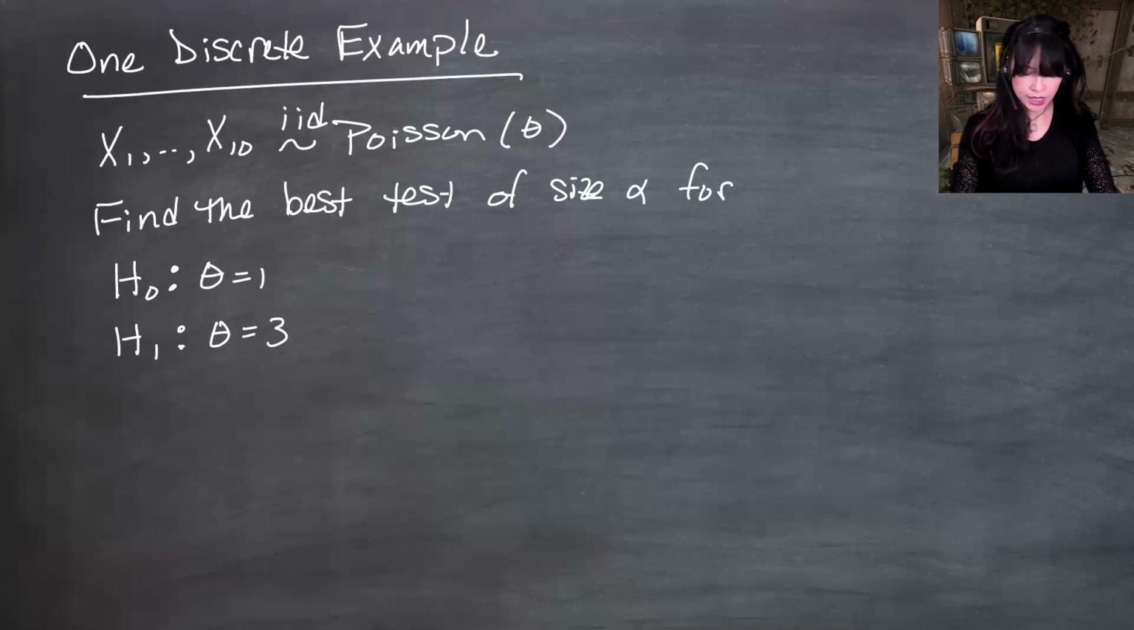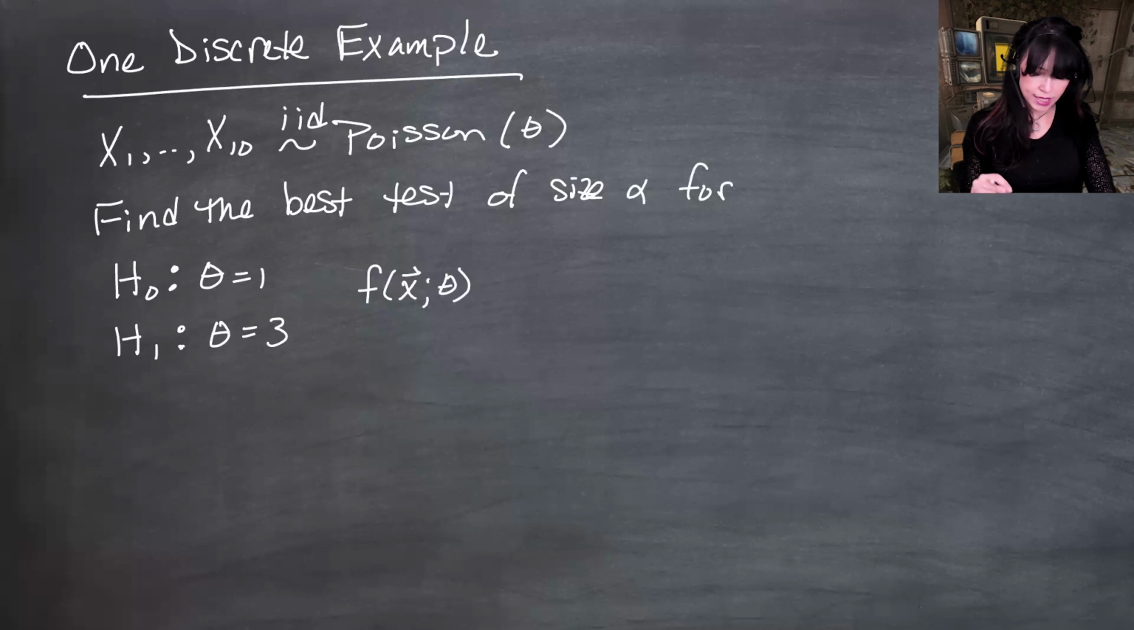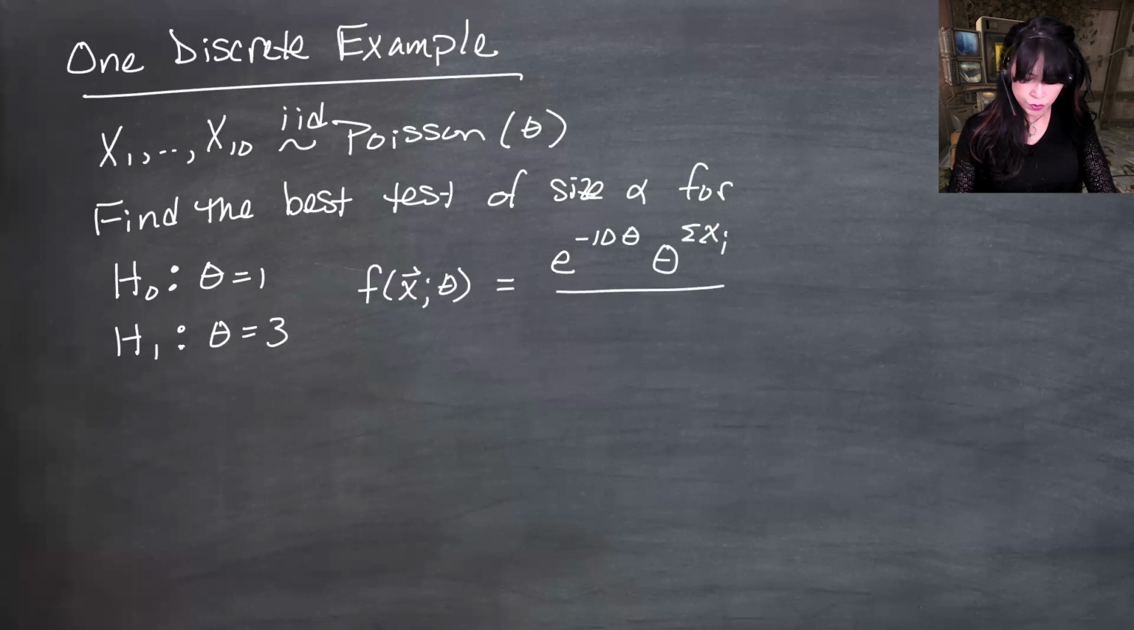Okay, so we're going to use the Neyman Pearson lemma, and we're going to need the joint PDF. So I am going to rush a little bit ahead here. The original PDF is going to be e to the negative theta, theta to the x over x factorial. When you plug in x_i and multiply them, you're going to get e to the negative 10 theta, theta to the sum of the x's over the product as i goes from 1 to n of x_i factorial.